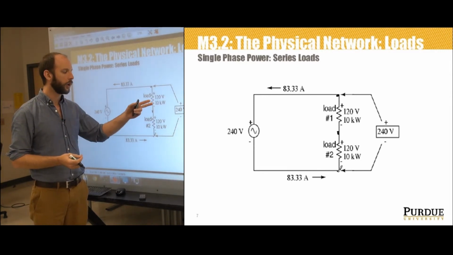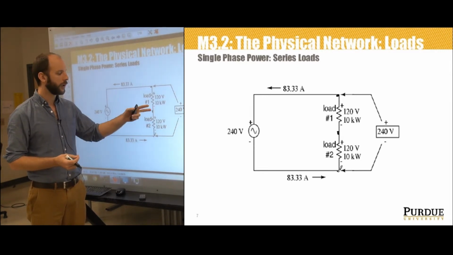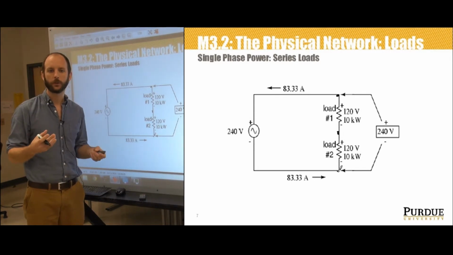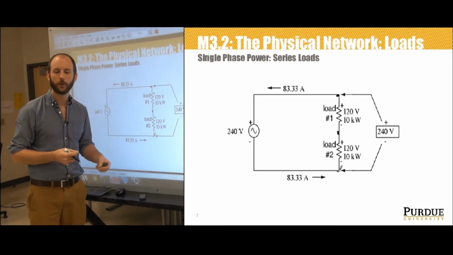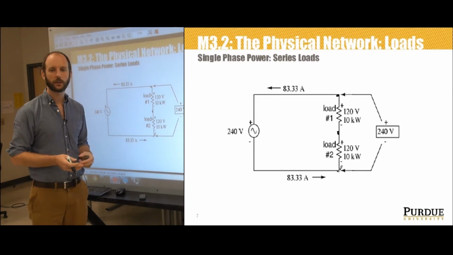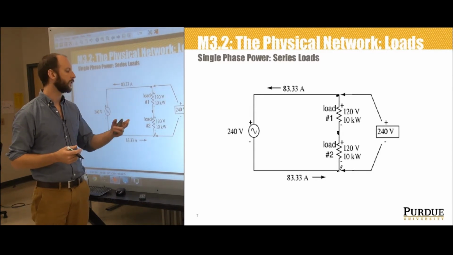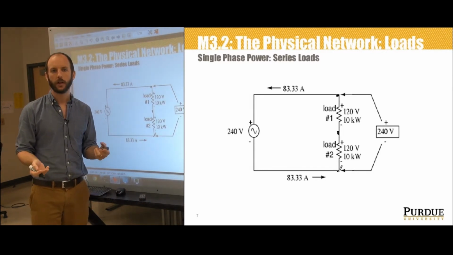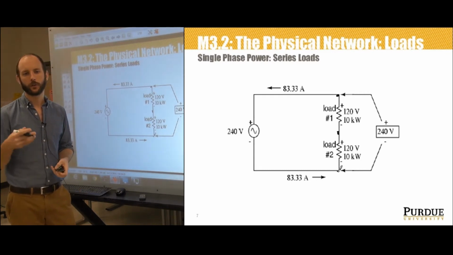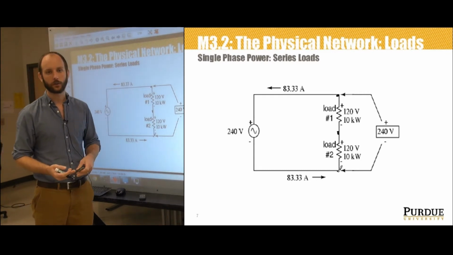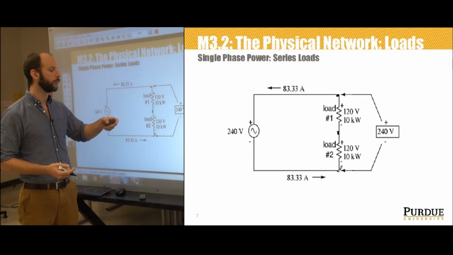If these represent loads in the home, for either of them to work, they both would have to be turned on. If I were to disconnect this load by flipping a switch or disconnect this load by flipping a switch, I would in essence be turning them both off, right? If either load is switched off, current in the circuit will not flow and both loads are going to turn off. So there's an obvious problem with this.